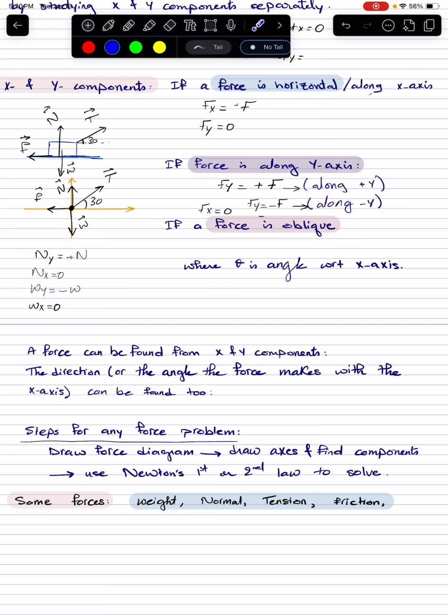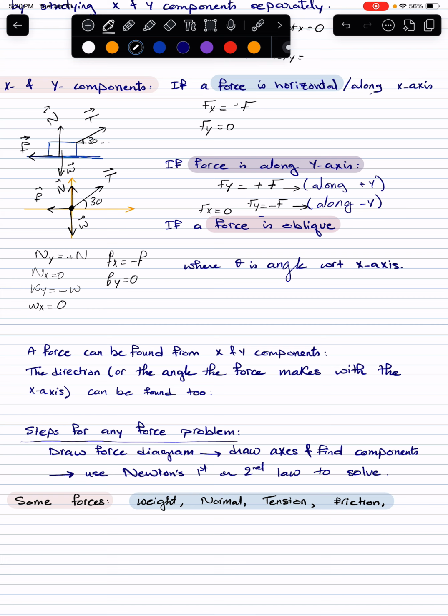And the friction force is a horizontal force. It's along the x-axis. So because it's a horizontal force, its x component is plus or minus f, and its y component is 0. So I'm going to say that fy is 0. For fx, let's take a look at where the friction is. It's in the negative part of the x-axis, so I'll put a minus sign.